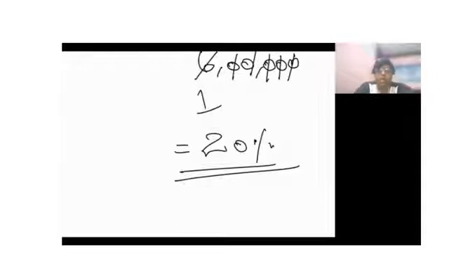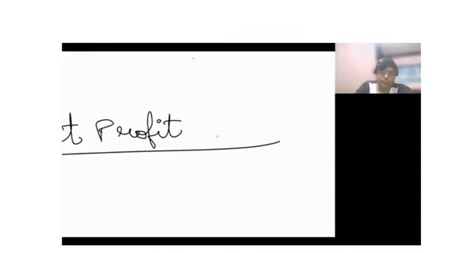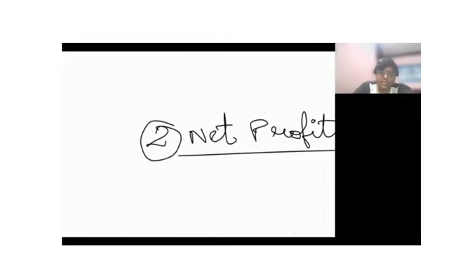So, now we are going to see net profit ratio. Before that, I would like to say a higher gross profit ratio generally indicates better pricing power and cost control. Now, we are going to see net profit ratio and the meaning of this.